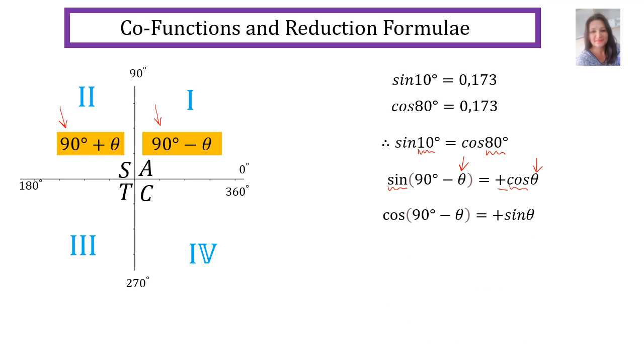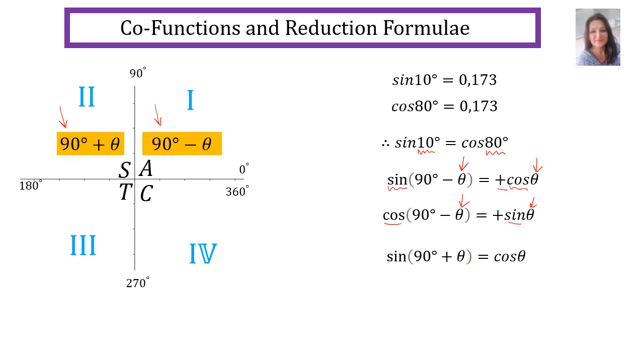When I give you cos 90 minus theta, it becomes plus sin theta. Can you see cos changed into sin? This angle is that angle, and then plus because all of them are positive in the 90 minus quadrant.